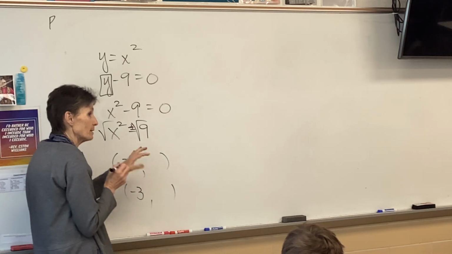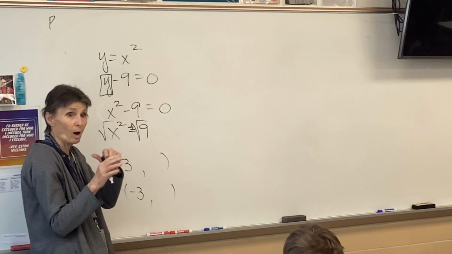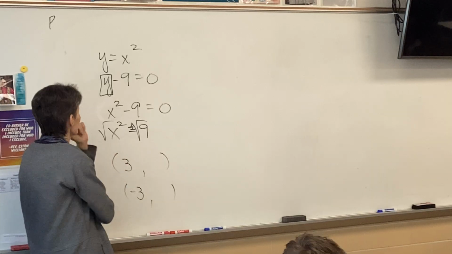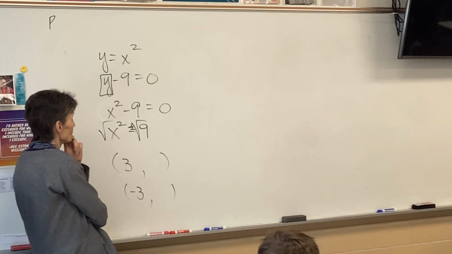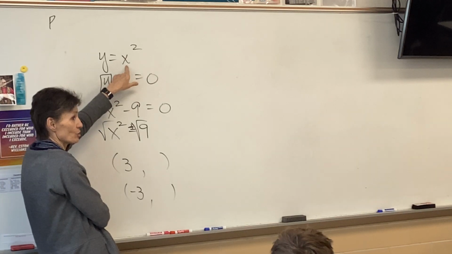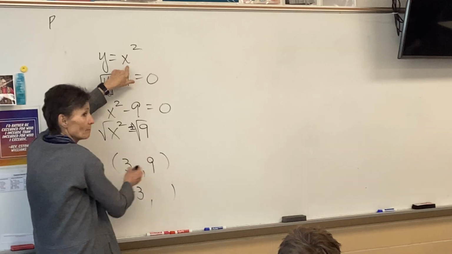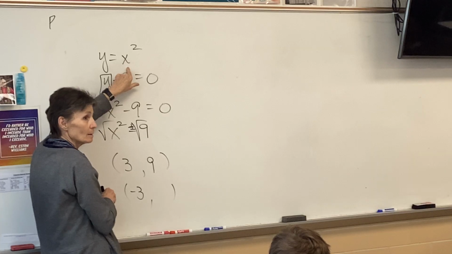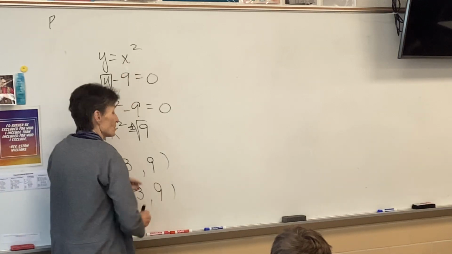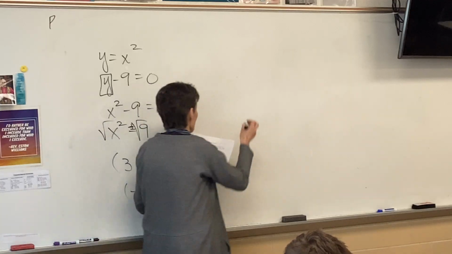All right, and then what? Because remember, when you solve a system, you have to have x and y. Okay, so what do I do now? If x is 3, won't y be 9? And what if x is -3? Still 9, yep. So there are your 2 answers. No problem.